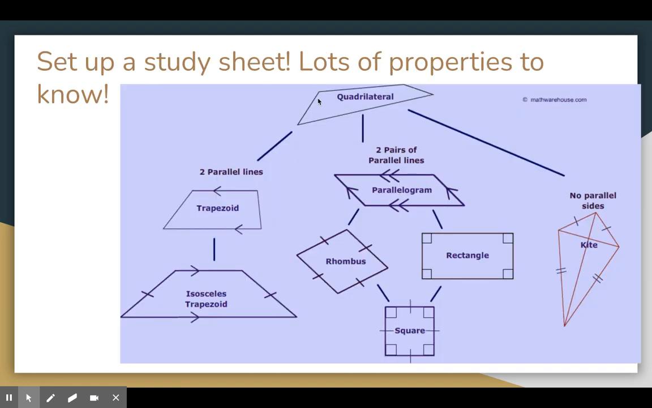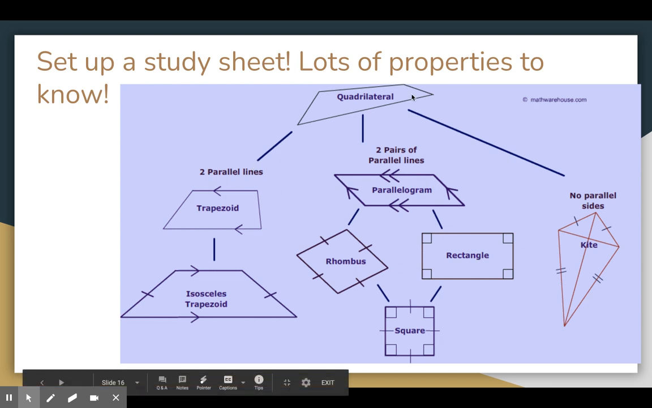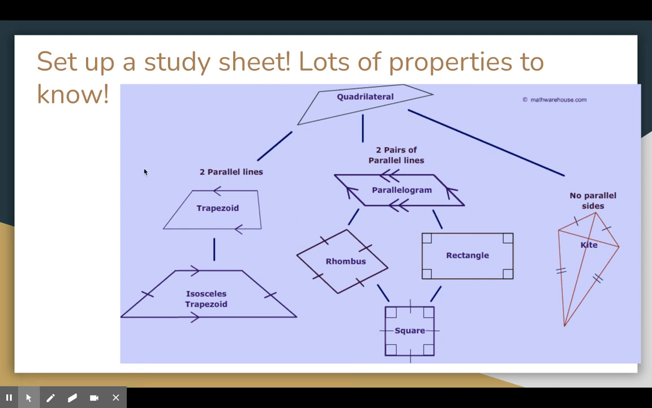Remember, set up a study sheet, lots of properties to remember. I recommend setting up your study sheet looking like this with the quadrilateral family tree. Come to class with lots of questions. Make sure we're studying, preparing ourselves for the Chapter 6 test. Good luck, go Mustangs.